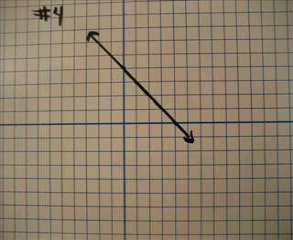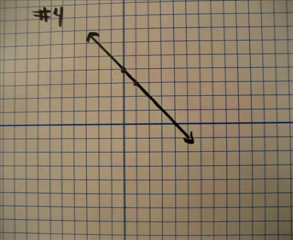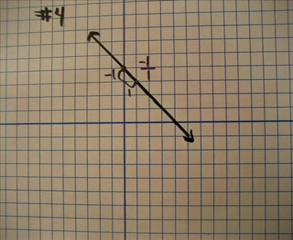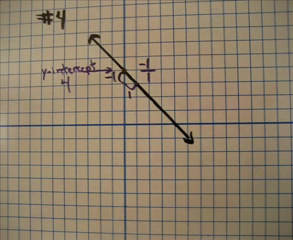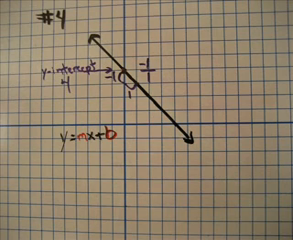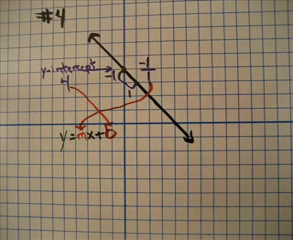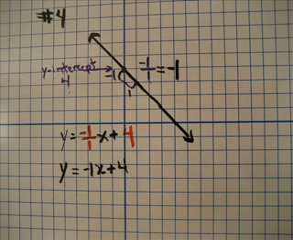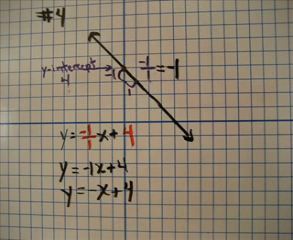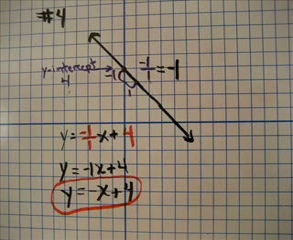Remember to pause it if you need to. Here is our slope, negative 1 over 1. Has a negative slope. The y-intercept is 4, up 4 from 0, 0. So we plug those into our formula. Negative 1 over 1 goes in for m, and 4 goes in for b. We have the equation y equals a negative 1 over 1 x plus 4, which is a negative 1x plus 4, which is a negative x plus 4. Don't forget to simplify your equations.